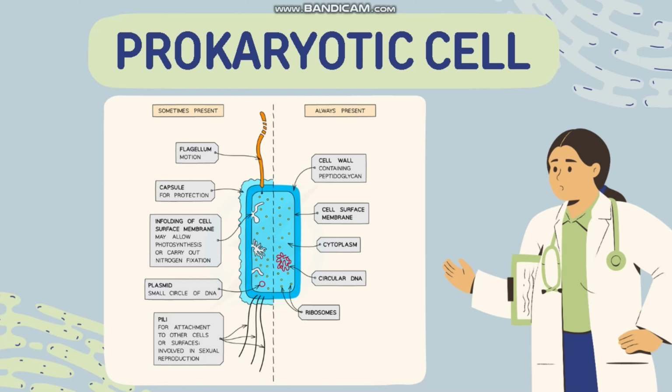We have mesosomes. Mesosomes are infoldings of the cell surface membrane, which increases surface area to volume ratio for better photosynthesis or respiration and nitrogen fixation. We got plasmids. These are small circular DNA which are not part of the main chromosomal DNA.